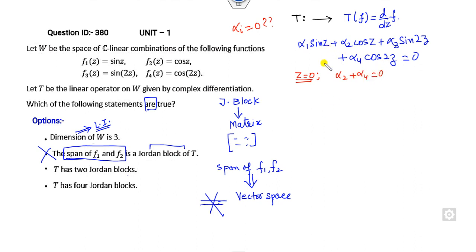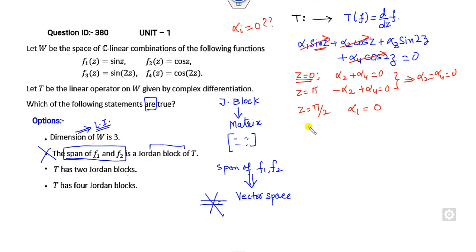If I take another number, pi, sin pi is again 0, cos pi is minus 1, sin 2 pi is 0, and cos 2 pi is plus 1. So what is the meaning of that? This implies both are 0. So this part is 0, and this part is 0. Now for the other part, I can simply take pi by 2, because sin pi by 2 is 1 and sin pi is 0. So alpha 1 is also 0.